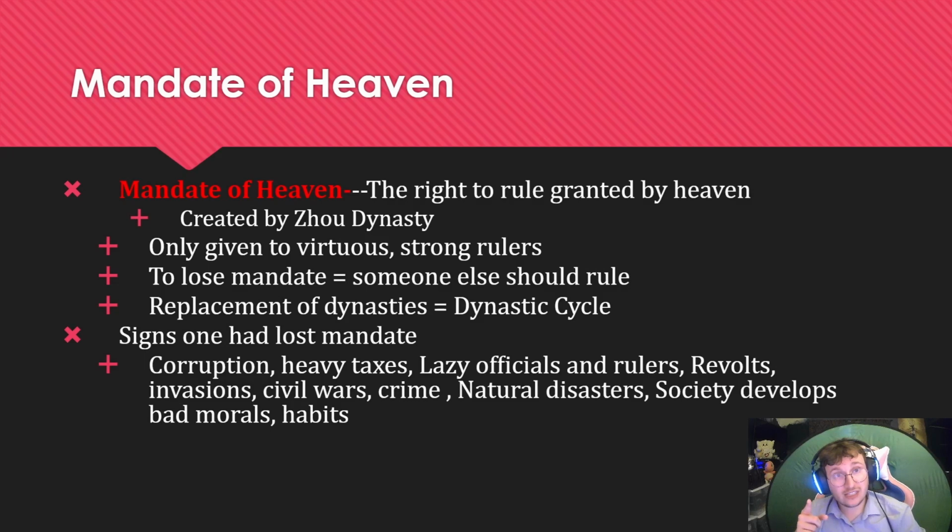Or if your society develops bad morals and habits, something completely out of your control as emperor, that's a sign that we need to overthrow you. You've lost the mandate of heaven. Someone better should be in charge. Right? So not only are these just foundational things in a government, but they're also outside natural disasters that can affect whether or not the emperor should be in power or not.